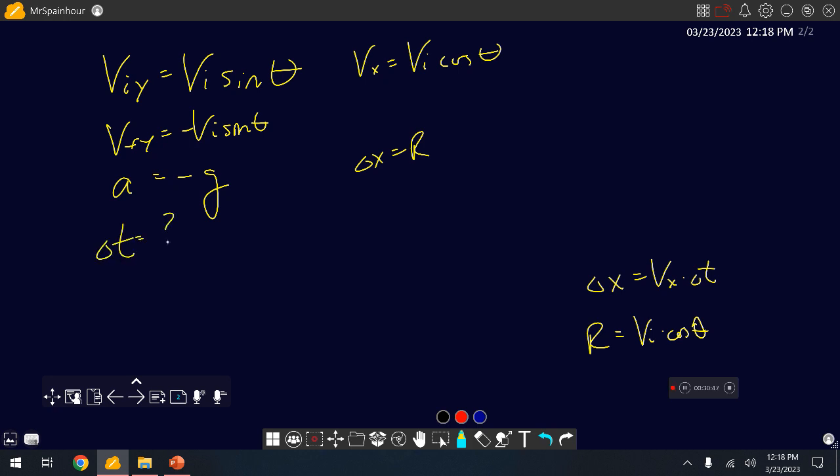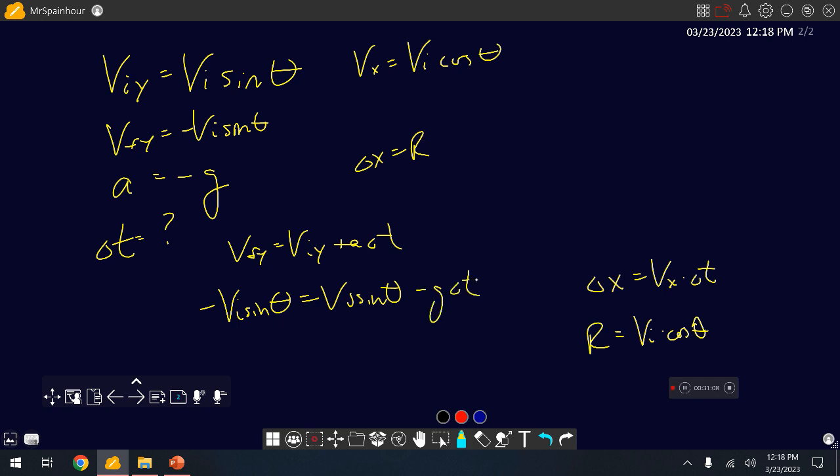We are looking for delta time over here on the y-axis. So if I use this one right here, the equation that must be used is velocity final on the y equals velocity initial on the y plus acceleration times time. And thus this is negative vi sine of theta equals positive vi sine of theta minus g times delta t. Algebraically, when I subtract these over, this becomes negative 2vi sine of theta all over negative g equals delta t. Cancel, cancel. Yes? Is that what you did? Okay, that's not what you did.